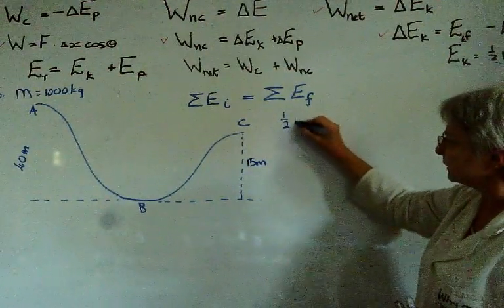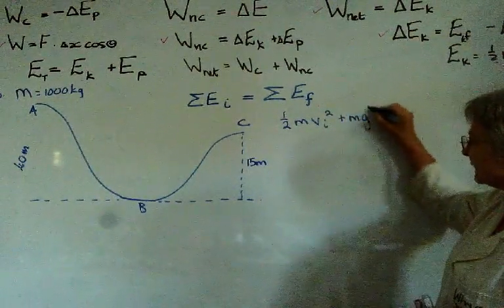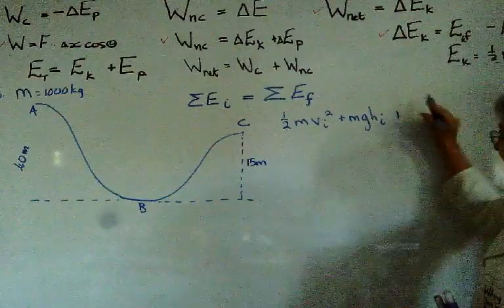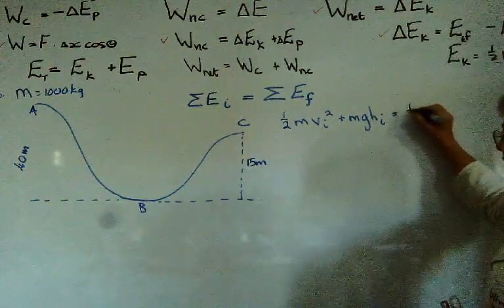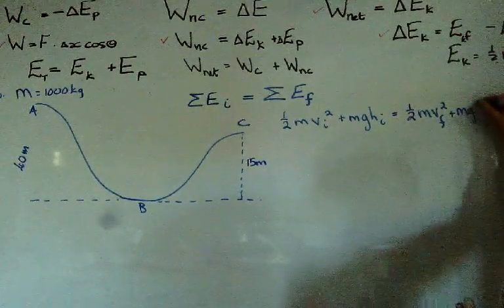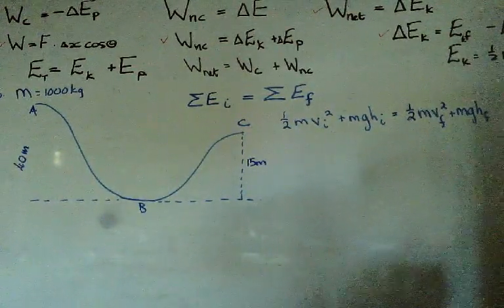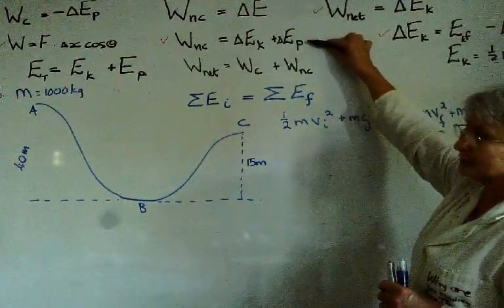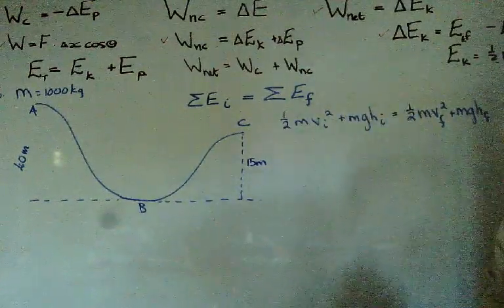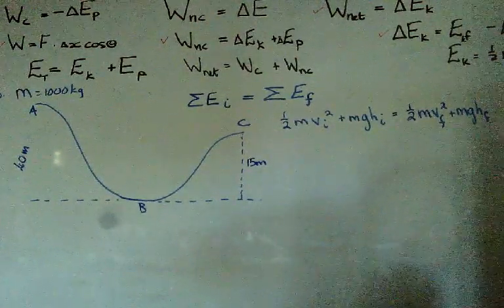And that would be equal to a half mvf squared plus mghf. Technically, it's the same thing. I just didn't start off by saying that WNC is 0. But you can do that. If you want to follow the same pattern as the previous one, you are welcome to do that. Okay, but I know, because there are no non-conservative forces, mechanical energy is conserved. So I can work from that point.